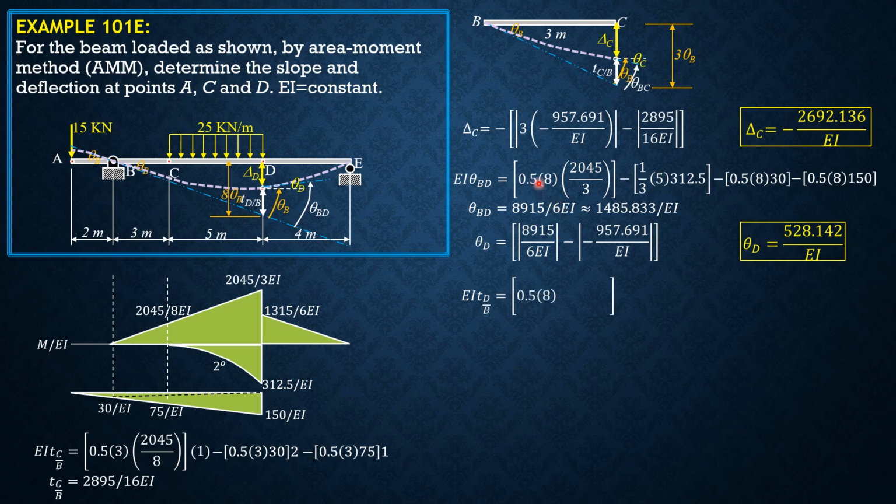So let's copy this area, 0.5 times 2045 over 3 times 8 thirds. So the moment arm is from the centroid of the area to D, because this is the deviation of D relative to the tangent at B. Then minus this area, then this distance is 5/4. So the moment arm is 5/4. 1/3 of 5 times 312.5 times 5/4.